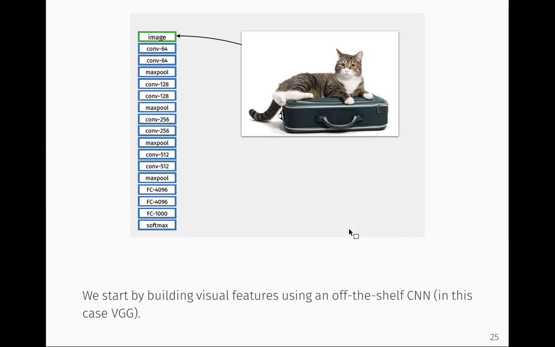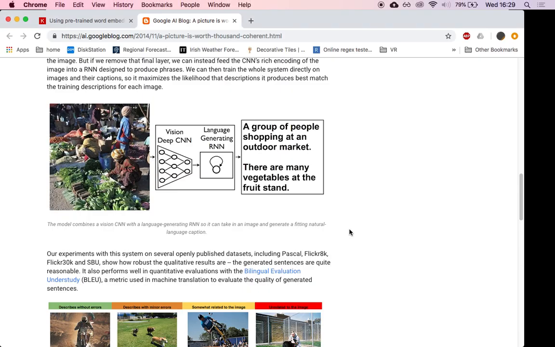Yeah? Sorry? So the CNN for us would get us a vector of the features, and that would, vector of the features. I'll explain that. I'm just about to explain how we get that, okay?